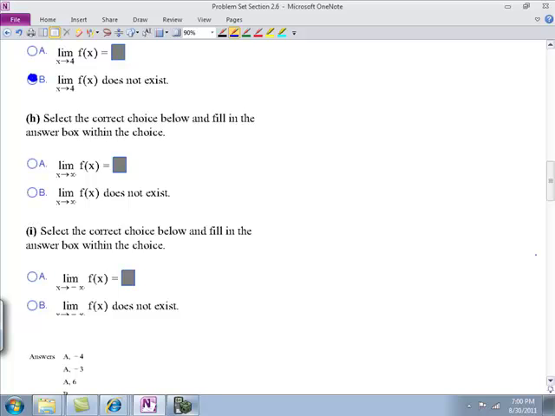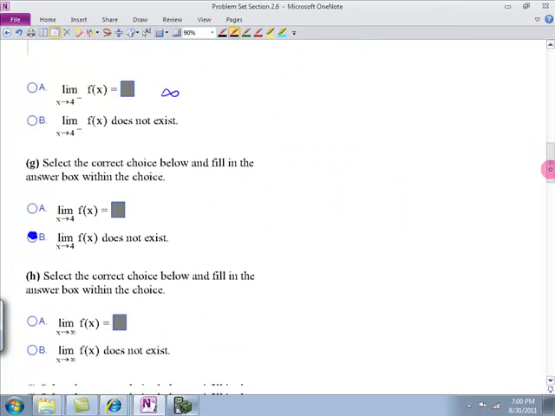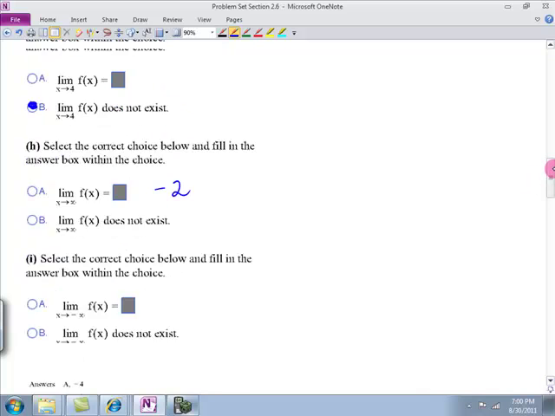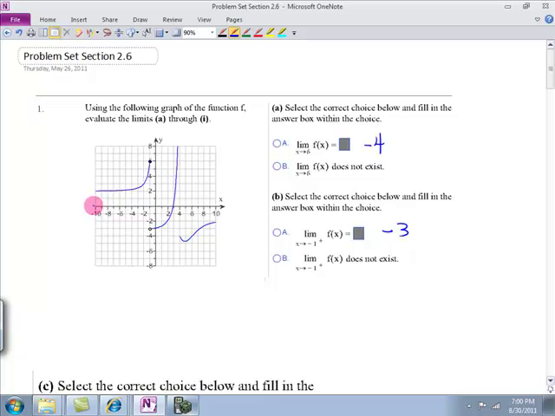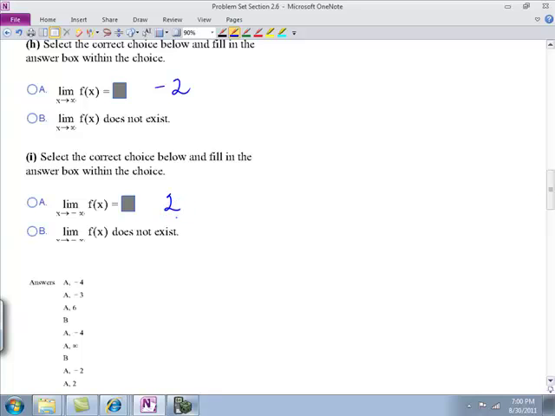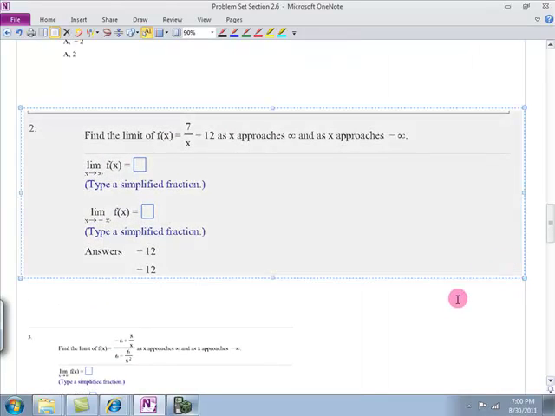Where's H? All right, the limit as x approaches infinity. Okay, let's look back here. As x approaches infinity, so as we're going this way, where's our graph approaching? -2. Okay. And as we approach negative infinity, +2. All right. So that's that.